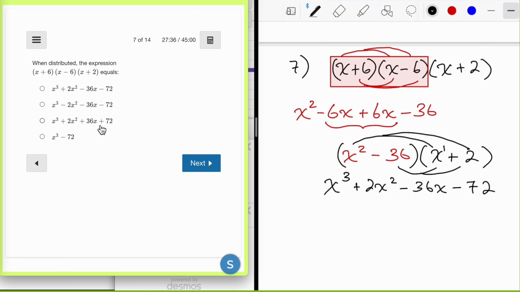It was one of these three. It was just a question of the signs. All right, so 2 positives followed by 2 negatives. First choice.